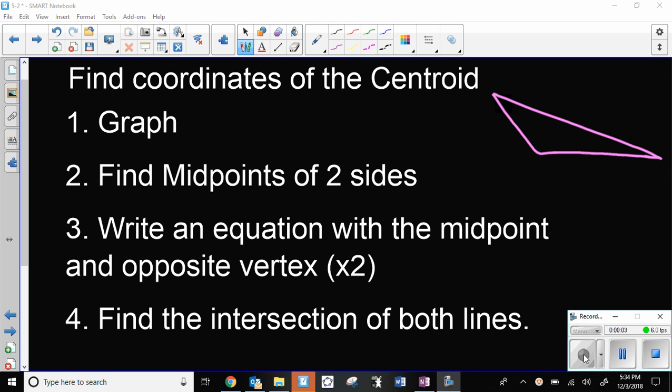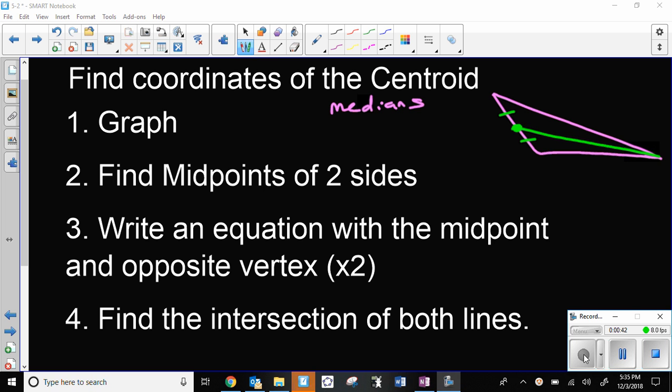Okay, in this video I'm going to show you how to find the coordinates of a centroid. Before we can do that, we need to know that a centroid is formed by the medians. A median is where I need to find the midpoint of one side and then connect it to the opposite vertex. So for example, this could be the midpoint of this side connected to the opposite vertex. So my line in green would be considered a median.